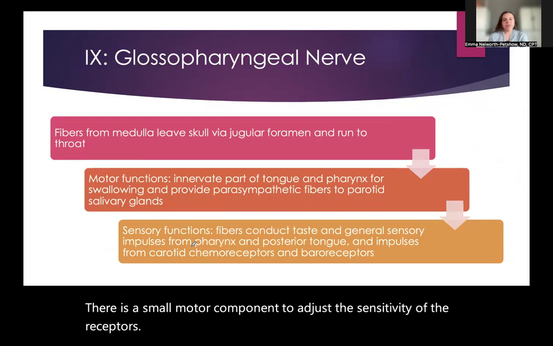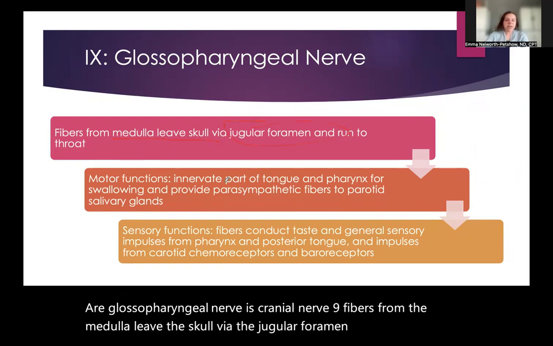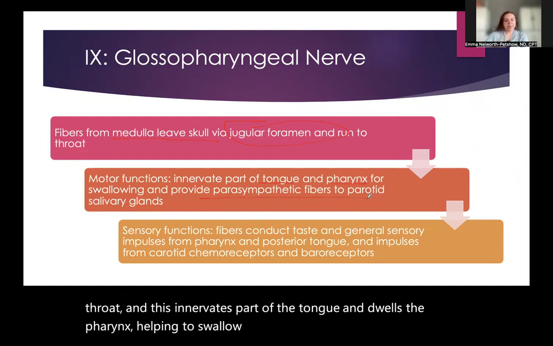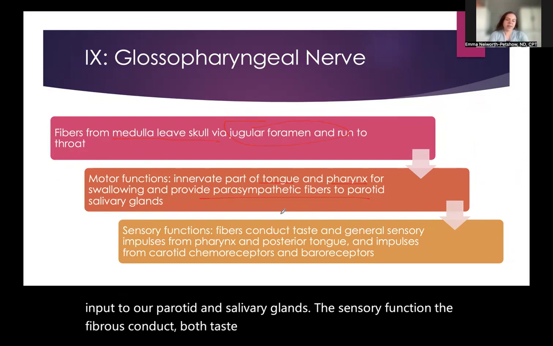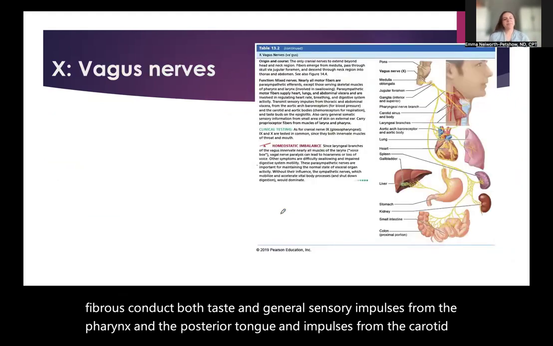Our glossopharyngeal nerve is cranial nerve 9. Fibers from the medulla leave the skull via the jugular foramen and run to the throat. This innervates part of the tongue as well as the pharynx, helping to swallow and also providing parasympathetic input to our parotid and salivary glands. For the sensory function, the fibers conduct both taste and general sensory impulses from the pharynx and the posterior tongue, and impulses from the carotid chemoreceptors and baroreceptors.